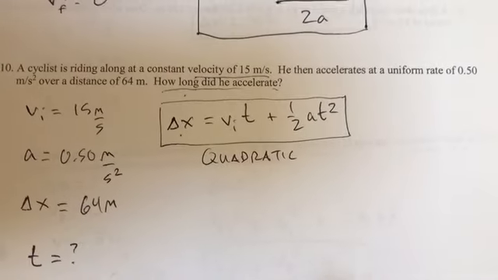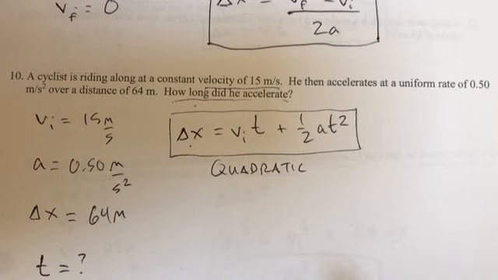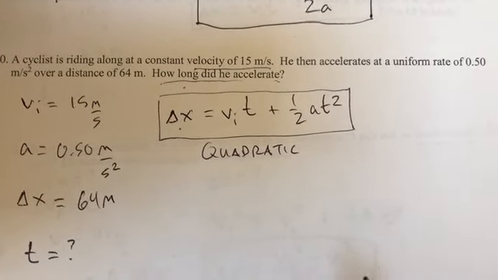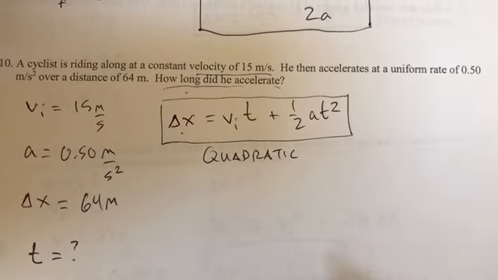Go for it. You'll get 2 answers. One will be negative, one will be positive. You need to choose which of those times make sense. Can you have a negative time? I don't think so. So you choose the positive one.